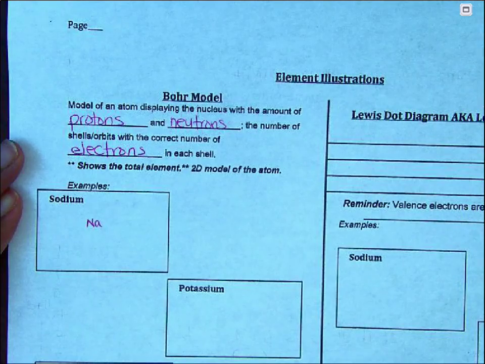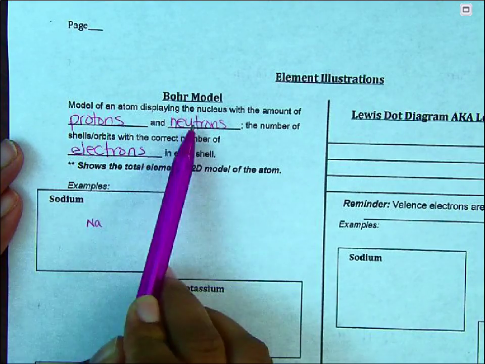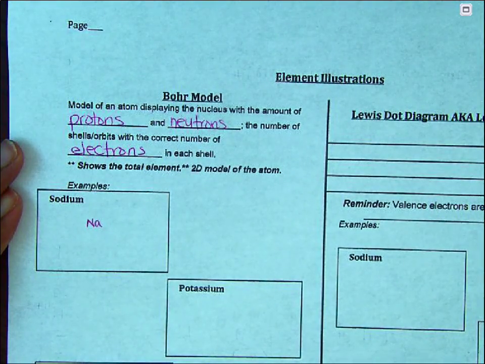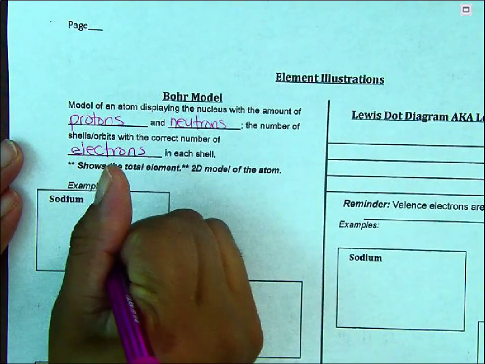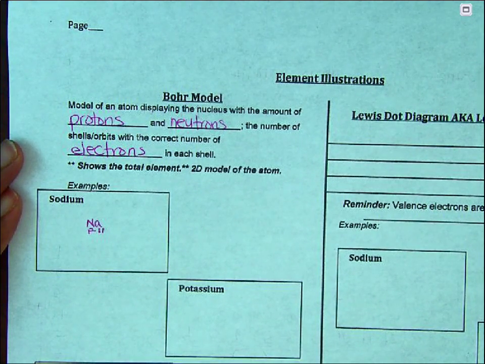So we have sodium. Then it tells us in your notes right here that it shows the amount in the nucleus, the amount of protons and neutrons. How many protons does sodium have? Raise your hand. Messiah. 11 protons. So we symbolize it with a P and the number 11. How many neutrons? I should probably say that your atomic mass should be rounded to the nearest ones place. 23. That's the atomic mass.